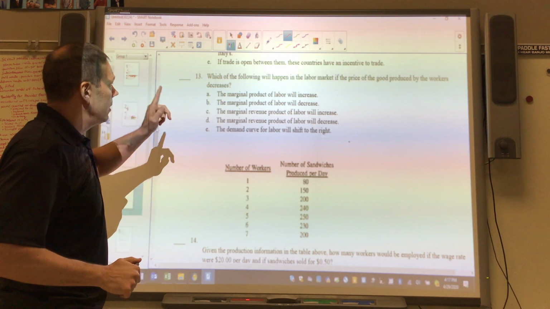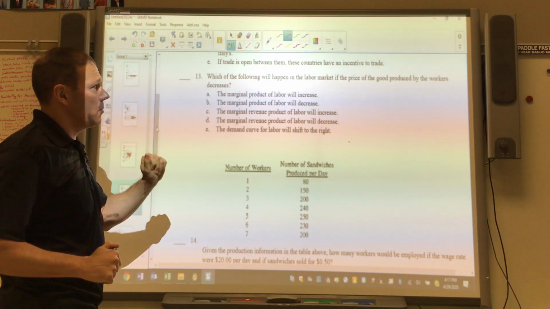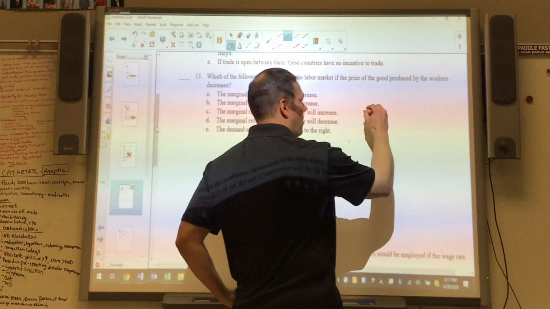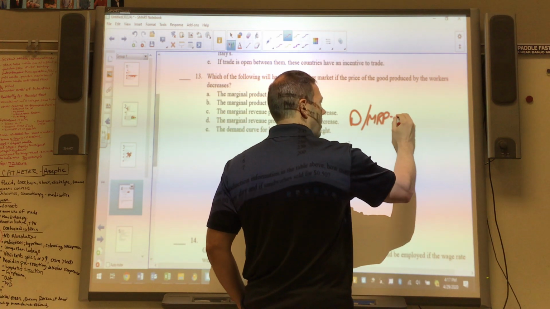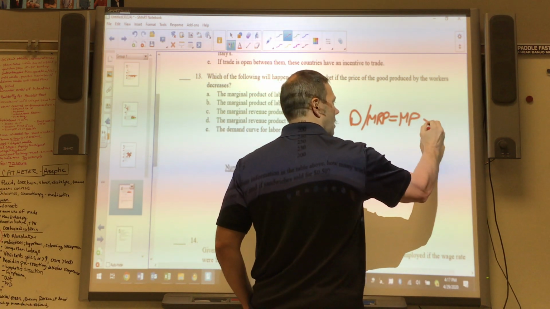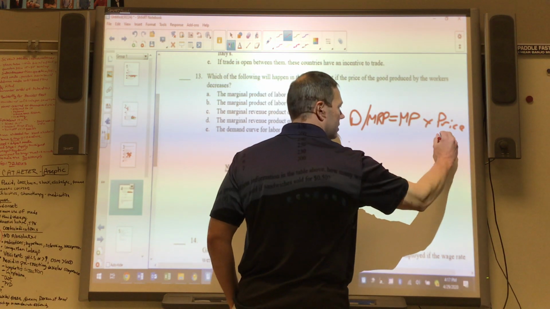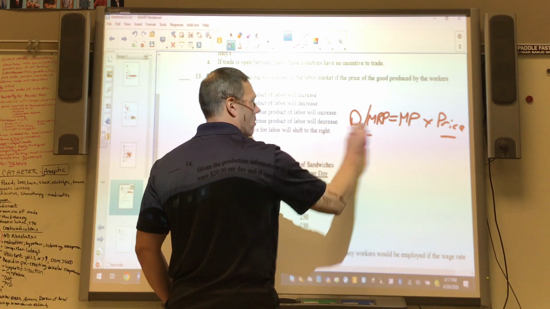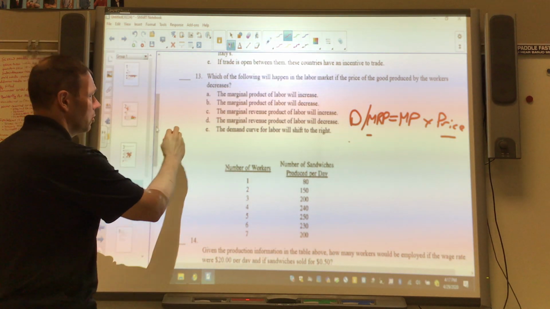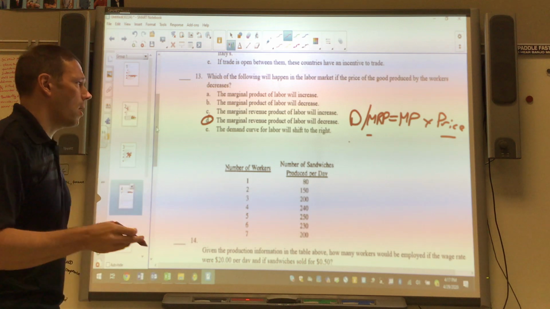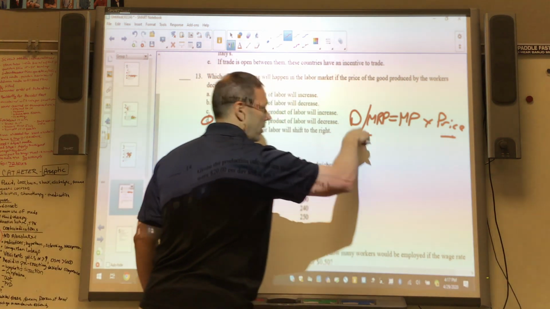All right, number 13, which of the following will happen in the labor market if the price of the good produced by the workers decreases? Remember, demand, which is the same as MRP, is based on marginal product times the price of the product. Well, if either of these 2 decreases, okay, goes down, so does demand or MRP, and so letter D, the marginal revenue product of labor will decrease. Price goes down, this number gets smaller, then this number gets smaller.